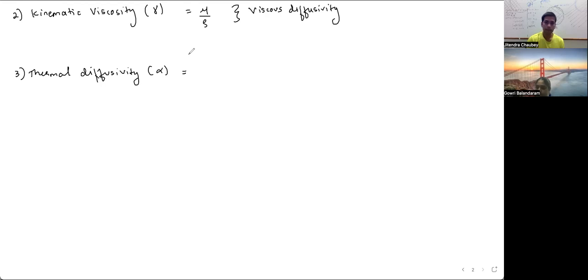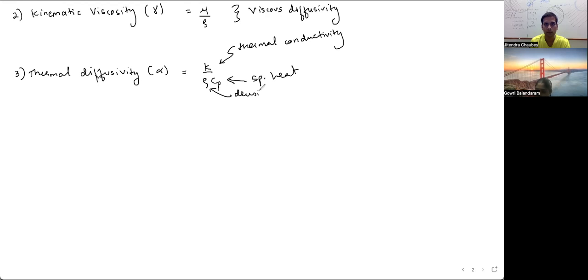I think it's K over... I don't have the formula right now. I think it is K upon mu Cp. I'll cross check once I recall. K is called thermal conductivity. K upon mu Cp, K upon rho Cp. I think it's rho. Yeah, K upon rho Cp, thermal conductivity over density and specific heat.